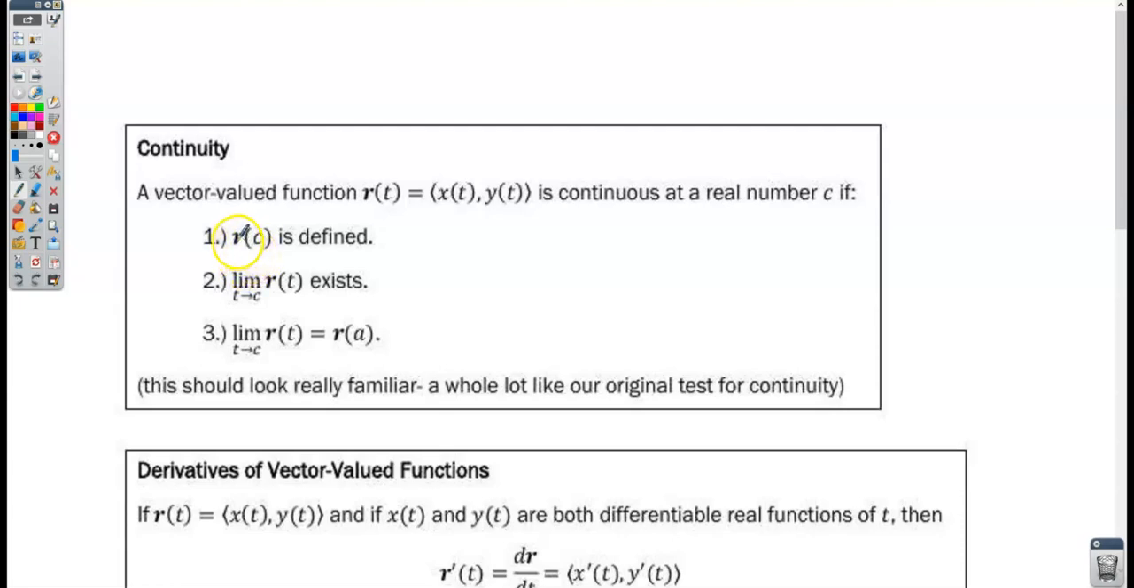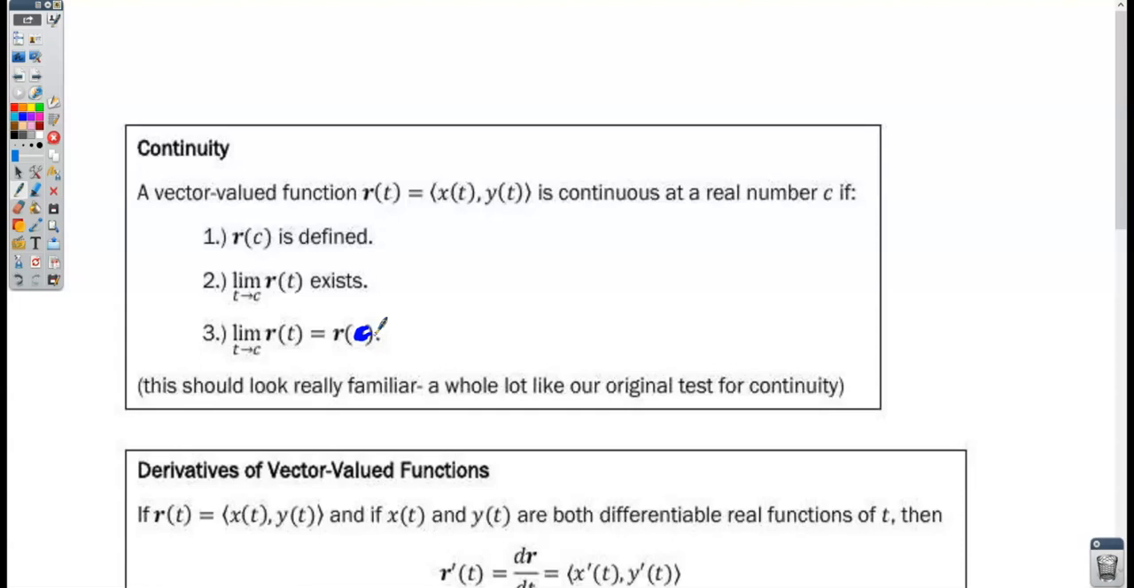So the vector valued function needs to be defined at the real number. The limit, as t approaches c, of the vector valued function needs to exist, and those two values need to be equal to one another. That should be a c there. That's a typo. So that's continuity. If we ever need to determine if a vector valued function is continuous, we can do this.